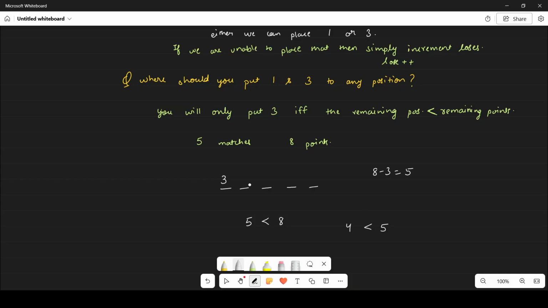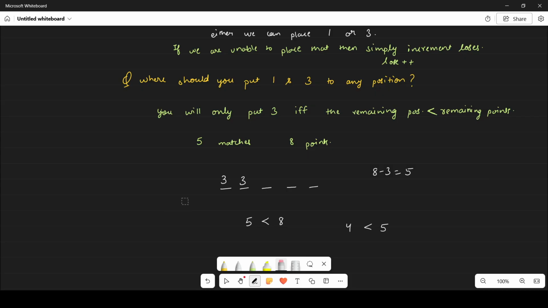So that's why you have to put 3 here also, because if you put 1, then at most you can get 4 points from the remaining positions, that is 1 1 1 1, that is 4 plus 3, that is 7. But you want to score 8 points, so that's why you have to put here 3 only.